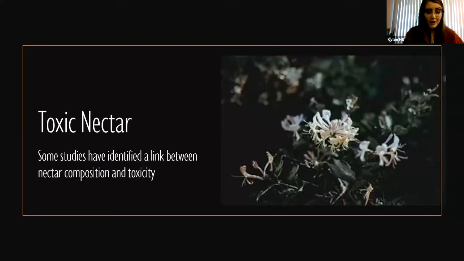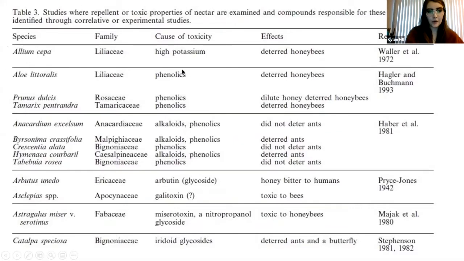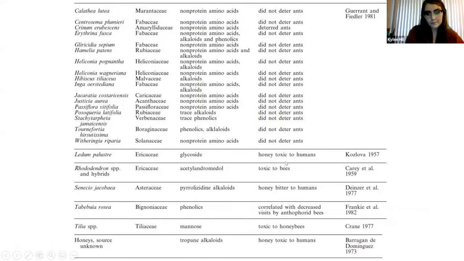But there actually have been studies that have established a definitive link between nectar chemistry and toxicity. And this is shown in this table here. We have the species, the family, what secondary compound is causing the toxicity, and the effect that it had on honeybees. And so the author went through a bunch of different papers and was able to summarize the effects that were found. And so some of them deterred honeybees, some of them deterred ants and a butterfly. Some had honey that were toxic to humans, some were toxic to bees, etc.